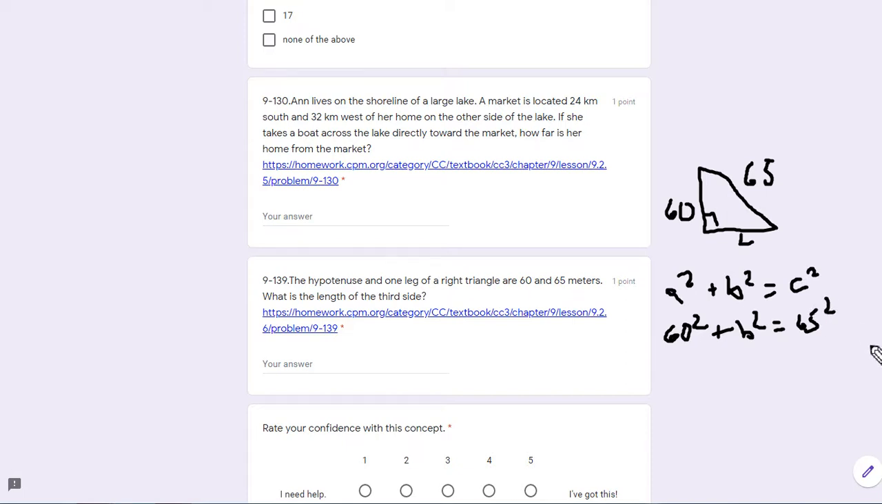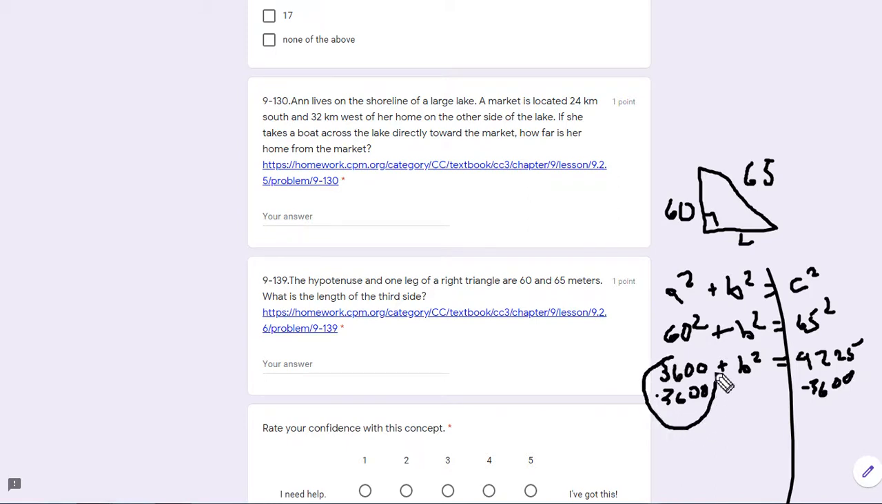All right, here we go. 60 squared, going to be pretty easy. 6 times 6 is 36, so 3600. Plus b squared equals 65 squared, and that's going to equal 4,225. All right, this is where algebra comes in. Draw your line. I'm going to subtract 3600, subtract 3600. This is a big zero pair.